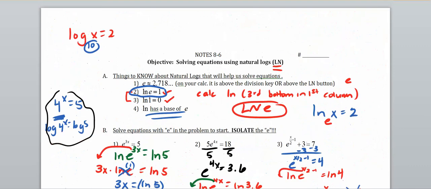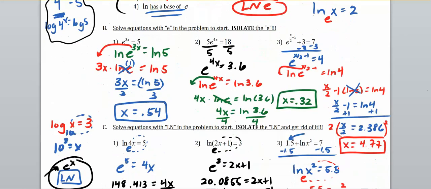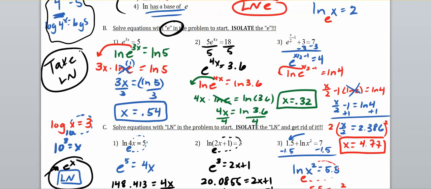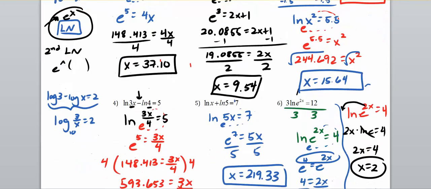So just to do a little recap, you need to know these 4 things, all right? E is a number, it's like 2.718. The natural log of e is 1. The natural log of 1 is 0. And anything with ln has a base of e. If you're solving equations with e in the problem, you want to isolate the e, and then take the natural log of both sides. Whereas when you have the natural log, I want to get rid of it by throwing in your base of e and isolating. All right, so make sure if you need to go over these notes again, you do so.